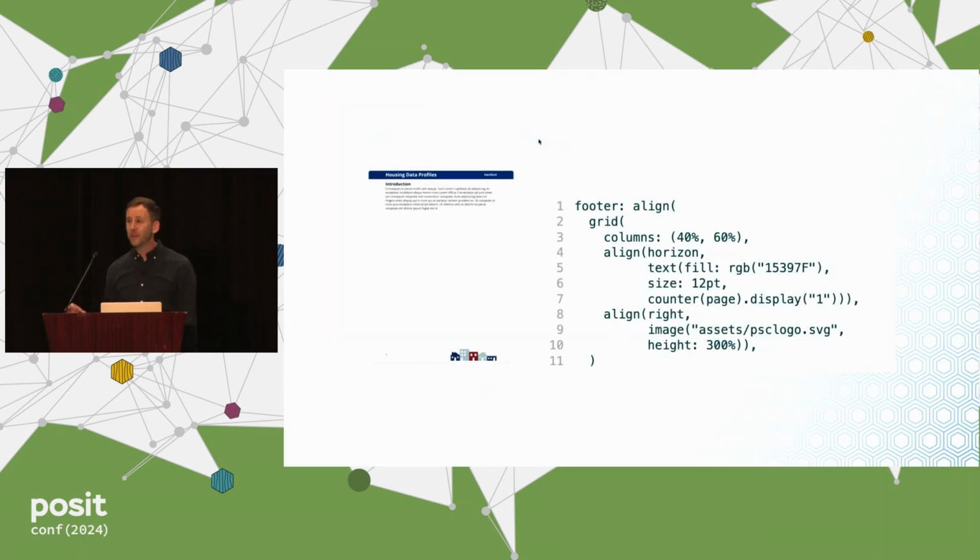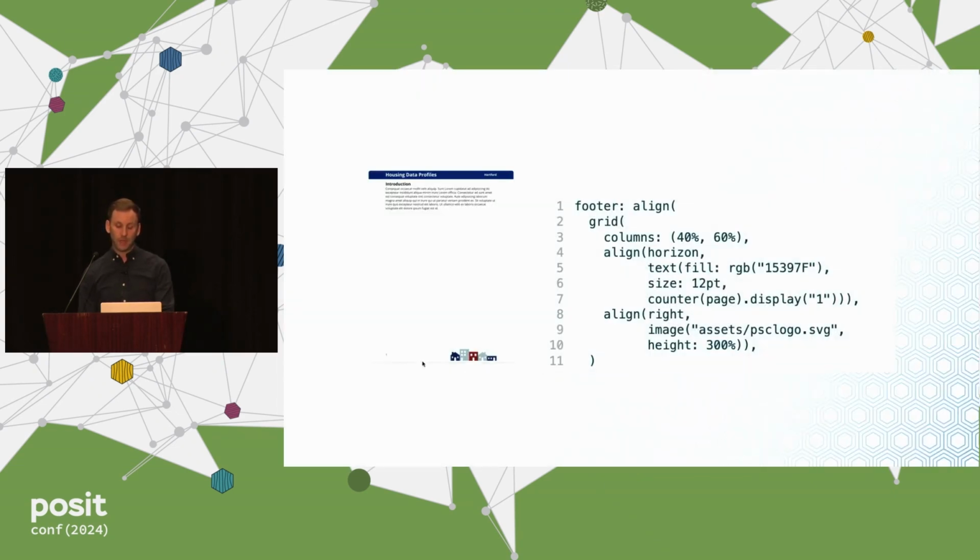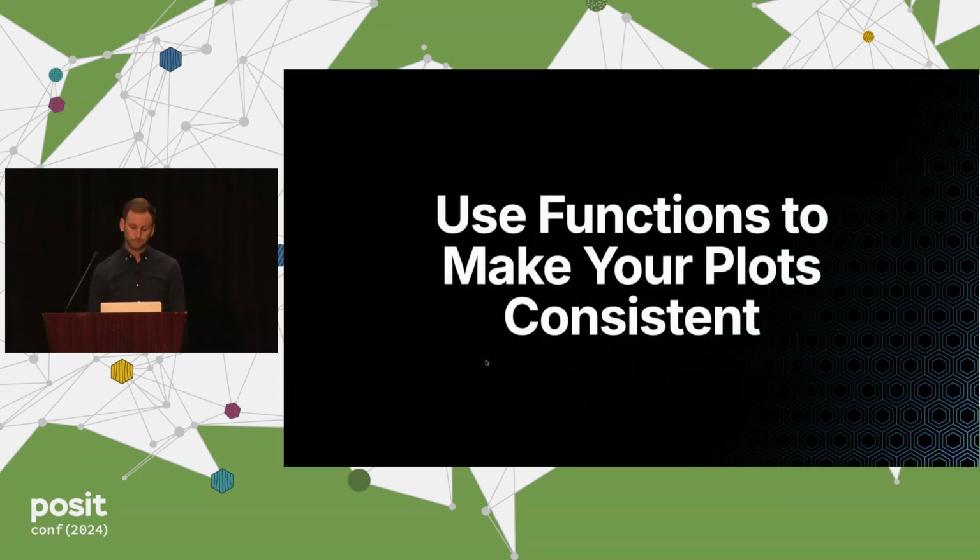We do something very similar for the footer here. I'm defining columns 40%, 60%. I'm using this counter page display 1. That just sets the page number there. And then on the right side, I'm just adding the logo, which is the logo of the client that we were working with, Partnership for Strong Communities.